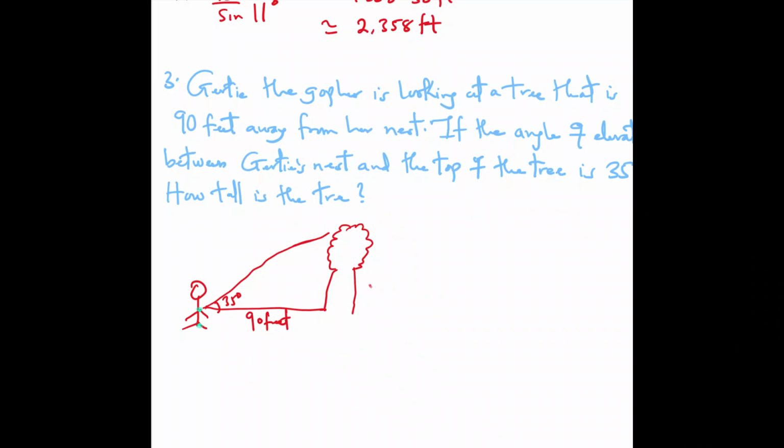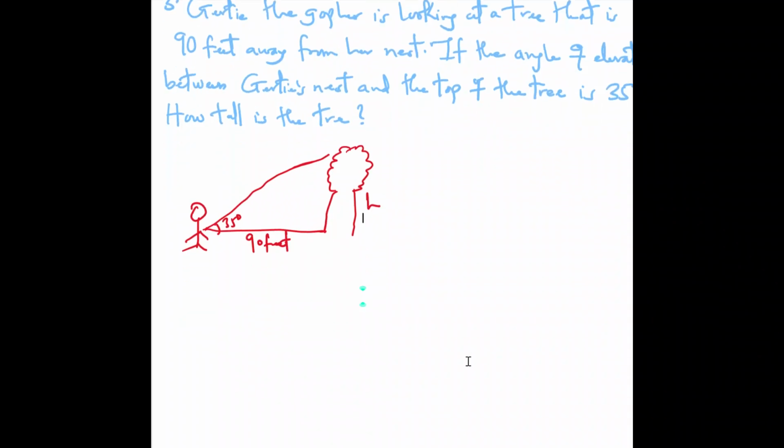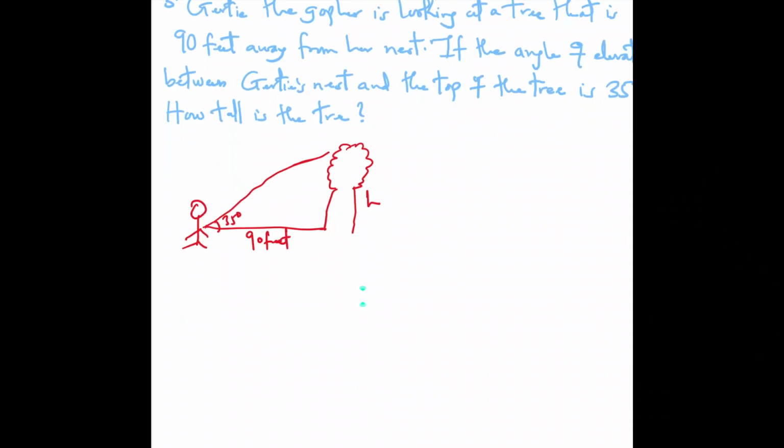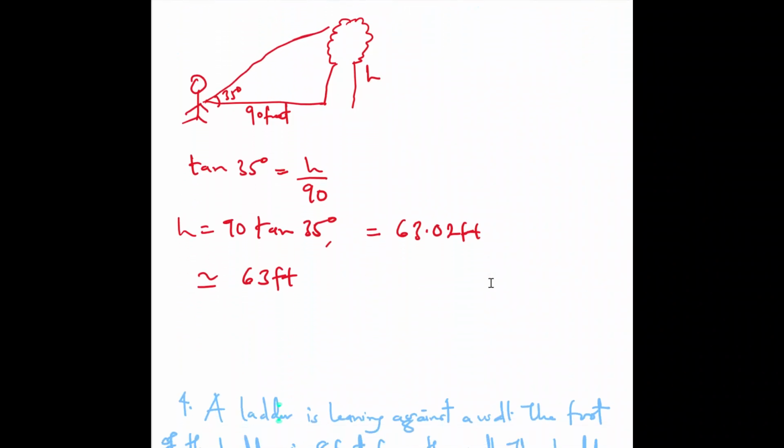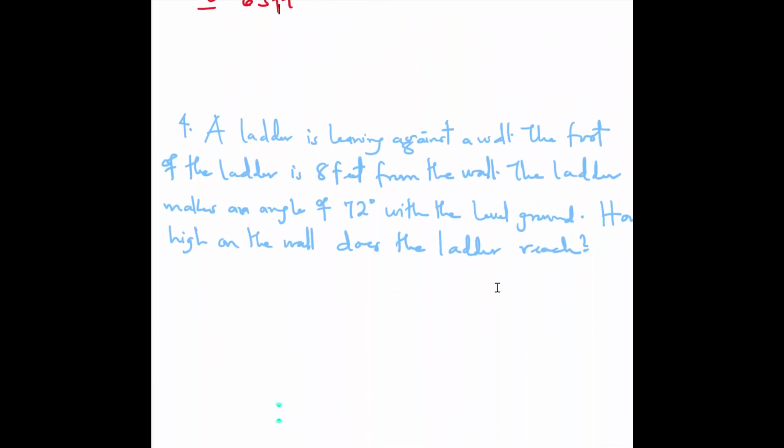So now we have to find the height. How tall is the tree? That's the height of the tree. In this case, it will be tan 35 is equal to the opposite side, which is h, and the adjacent is 90. When we cross multiply, h is equal to 90 tan 35 degrees. That will be equal to 63.02 feet, so that's approximately 63 feet. So the tree is 63 feet tall. Okay, so that's it for that question.